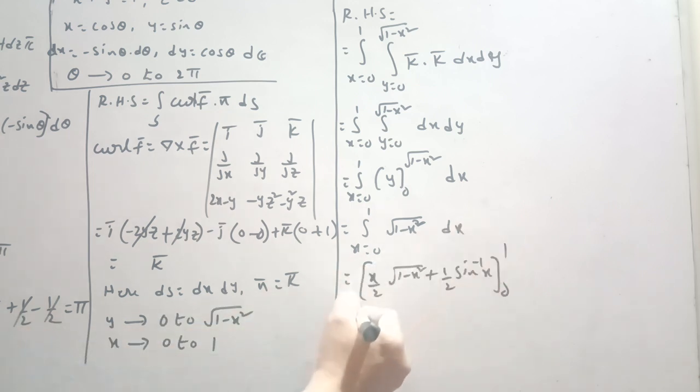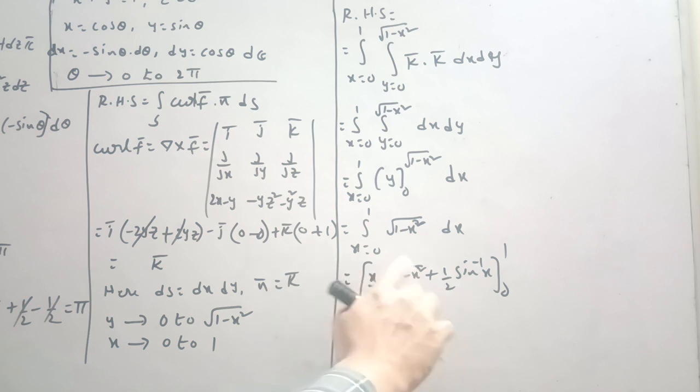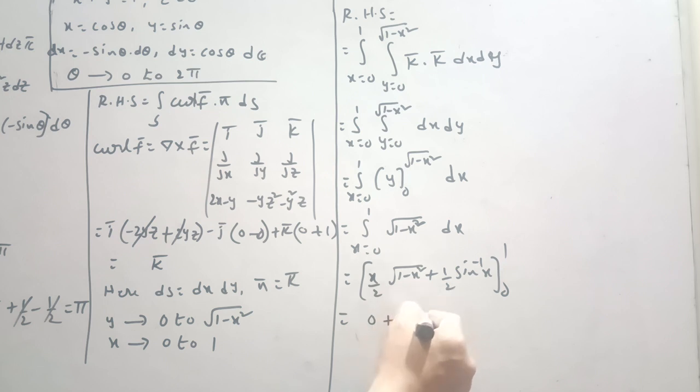If I substitute the upper limit 1, I get 1 into 1 minus 1, which is 0. Sin inverse 1 is what? Pi by 2, so 1 by 2 times pi by 2. For the lower limit 0, we get 0. So the total value is how much? Pi by 4. This is one part of the projection.